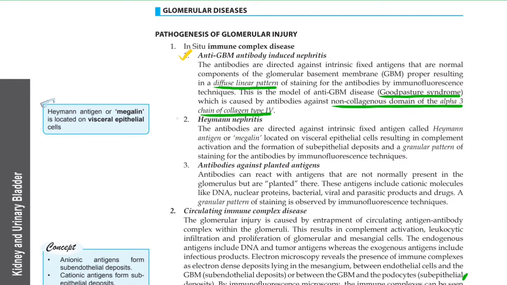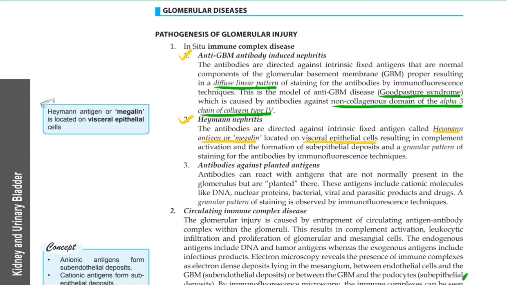Second one is Heymann nephritis. So what happens in Heymann nephritis? The antibodies are directed against intrinsic fixed antigens called Heymann antigen or megalin. So Heymann antigen is also called megalin. It is an intrinsic fixed antigen located on visceral epithelial cells, resulting in complement activation and formation of subepithelial deposits and a granular pattern of staining for the antibodies by immunofluorescence techniques.